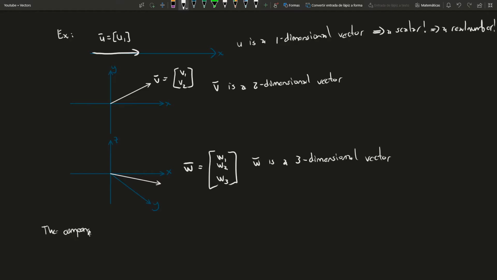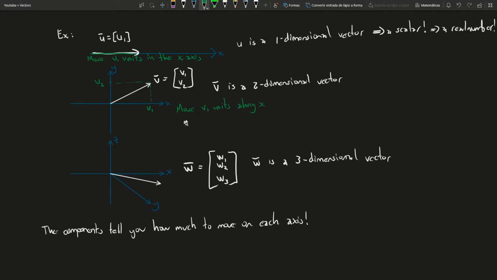Only when a vector has its tail at the origin, the components tell you how many units to move along each axis in order to reach the tip. So, for the first example, you move u1 units along the only axis. For the second example, you move v1 units along the first axis, and then v2 units along the second axis, and then you reach the tip of the vector. For the third example, you move w1 units along the first axis, then w2 units along the second axis, and finally w3 units along the third axis.